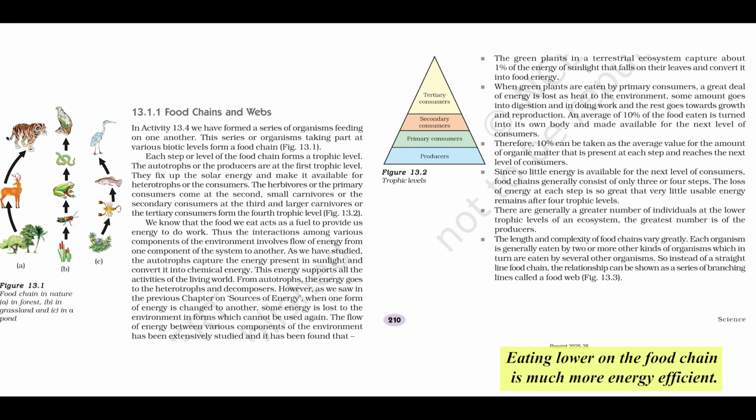Eating lower on the food chain is much more energy efficient. Let's use simple numbers. If a plant has 100 units of energy, a herbivore eating it gets about 10 units, 10% of 100. If a human eats that herbivore, the human gets about 1 unit, 10% of 10. Okay. But if the human eats the plant directly, they get the full 10 units, 10 times more energy from the same initial plant base. Wow, that's a big difference.